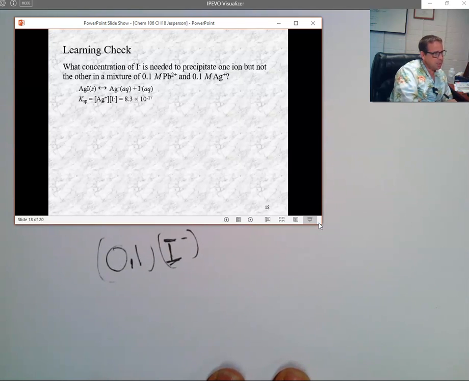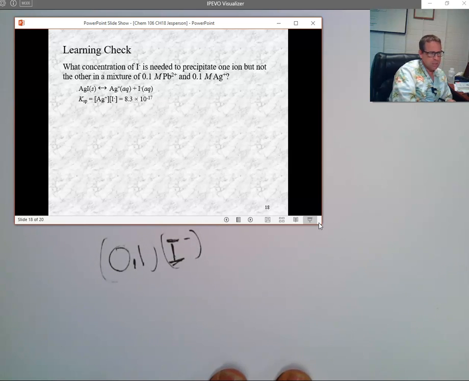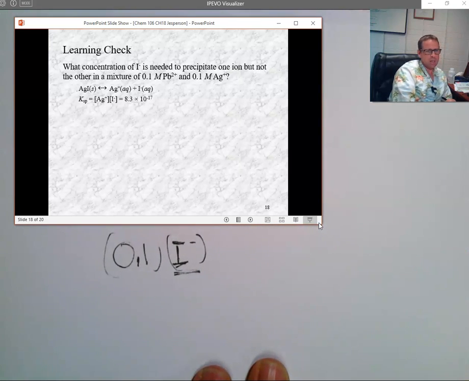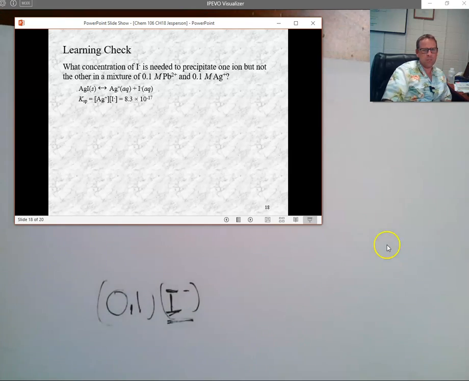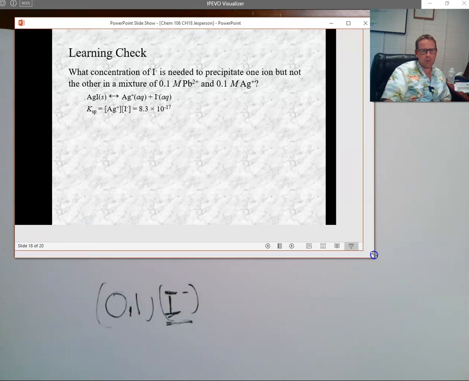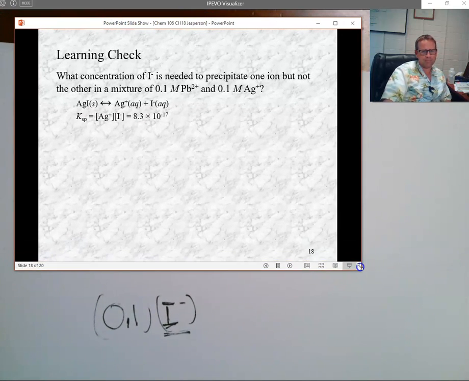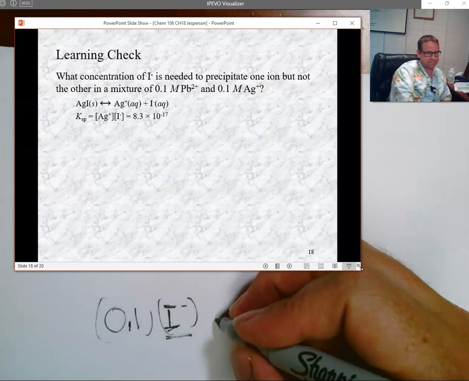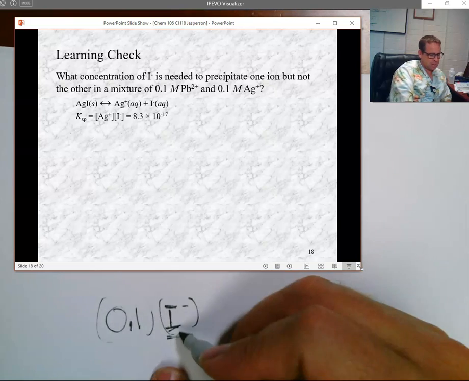Let's see, who can help me? Alyssa, can you help me with that one? Oh, no, sweet. Alyssa just went. Sarah's turn. Sarah, can you help me with that one? What concentration of iodide ion do I need to make my 0.1 molar silver ion precipitate? How would I find that? Would you just substitute it in for the I, not KSP?